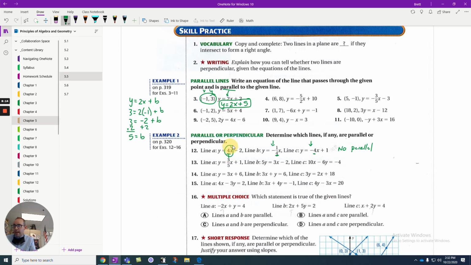So if I take that, 4 over 1, and the -1/4, do they have opposite signs? Yes. Do they have the same value flipped upside down? The answer is yes. So A and B would be perpendicular. So we don't have any parallel lines, but we do have perpendicular, and it would be A and B. All right.